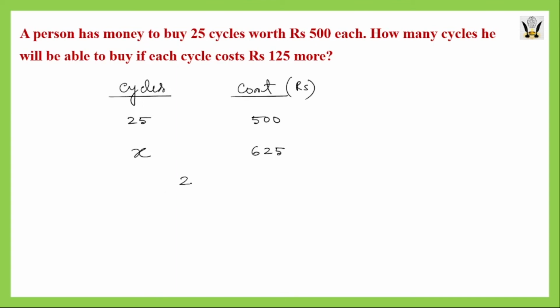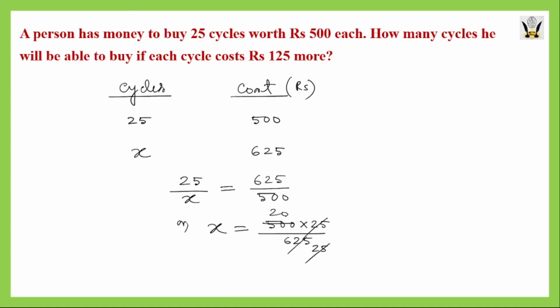So these two quantities are in inverse variation. The relationship that we will be using is 25 divided by x. These are the two values of the first quantity. It will be equal to the inverse ratio, so 625 divided by 500. Now if we find the value of x, it will be 25 times 500 divided by 625. So it will be 20. So the number of cycles that the person will manage to buy now is 20, and initially it was 25. So this is the answer of this problem.